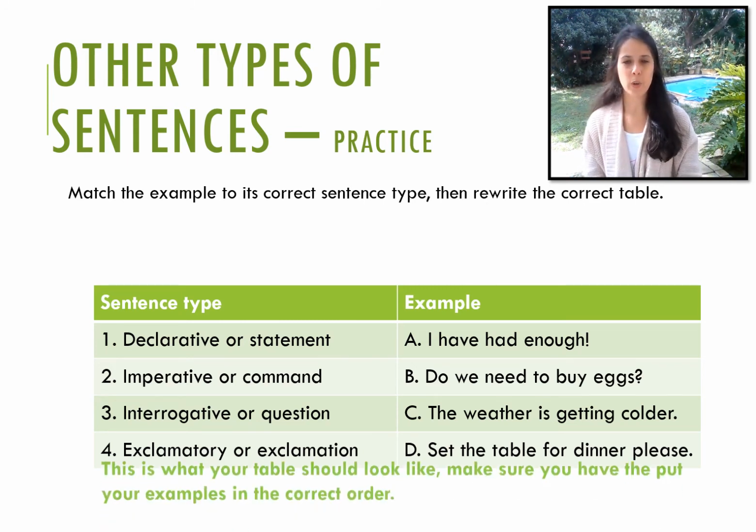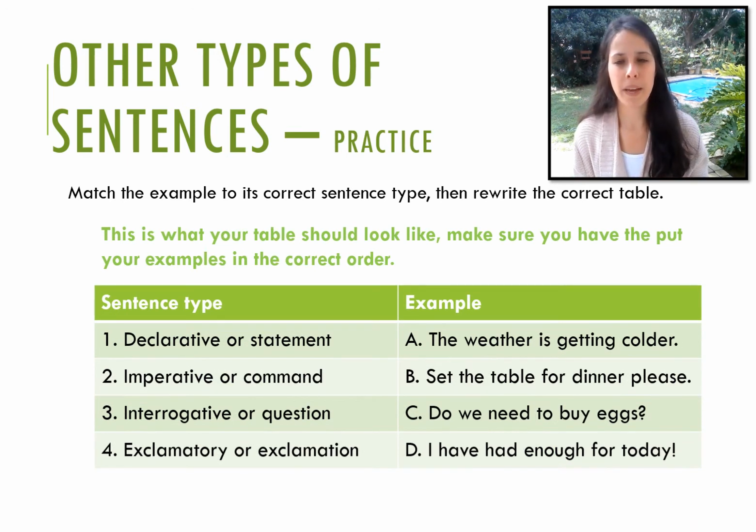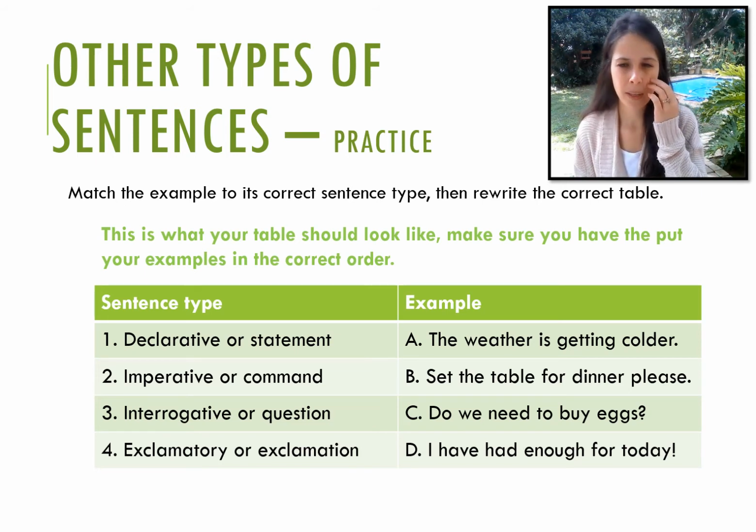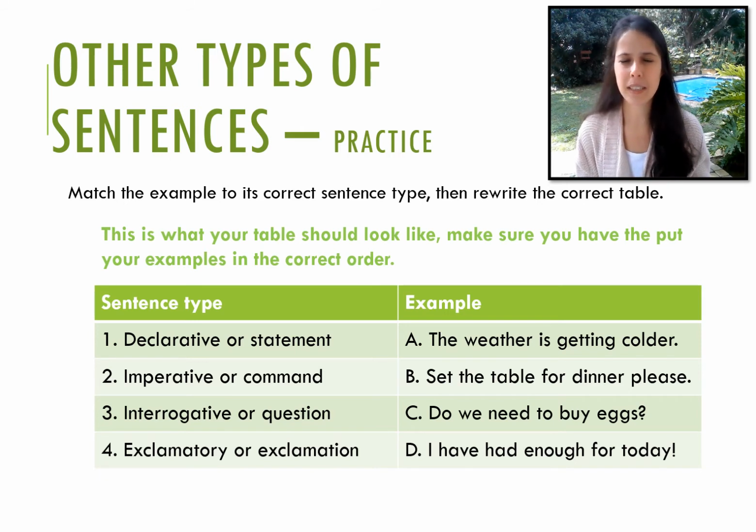Okay, here are your answers. Number 1 matches with the weather is getting colder because it's a statement. I'm just giving you information. Number 2 matches with set the table for dinner, please. I'm giving you a command. I'm asking very nicely, but it's still a command. Number 3 matches with do we need to buy eggs? It's interrogative or question. I'm asking you if we need something.